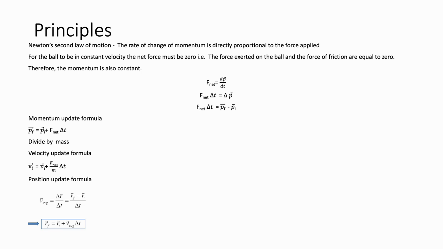And if we rearrange this equation, we get the momentum update formula, which is the final momentum equal to the initial momentum plus the net force times delta T. And if we divide this equation by mass, we get the velocity update formula, which is Vf equal to Vi plus net force divided by mass times delta T. Next is the position update formula. This is the most important formula as we use it to find the final position of the ball in GlowScript. In this formula, we rearrange the average velocity equation to get the final position equal to the initial position plus the average velocity times delta T.